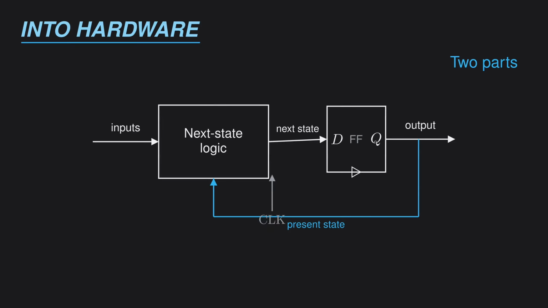The flip-flops update only on the clock edge. In between edges, the logic computes the next state and the outputs from the present state and the inputs. That feedback loop, present state in, next state stored on the next tick, that loop is the machine actually running. Keep that picture. It is the heartbeat of every state machine.